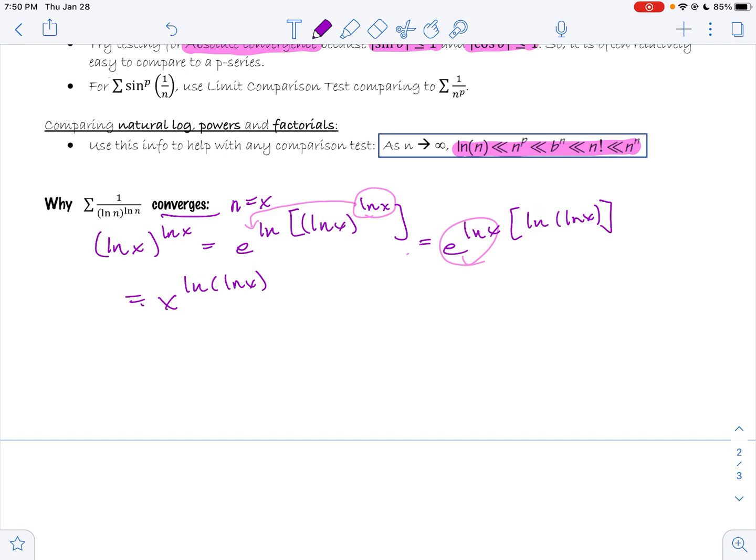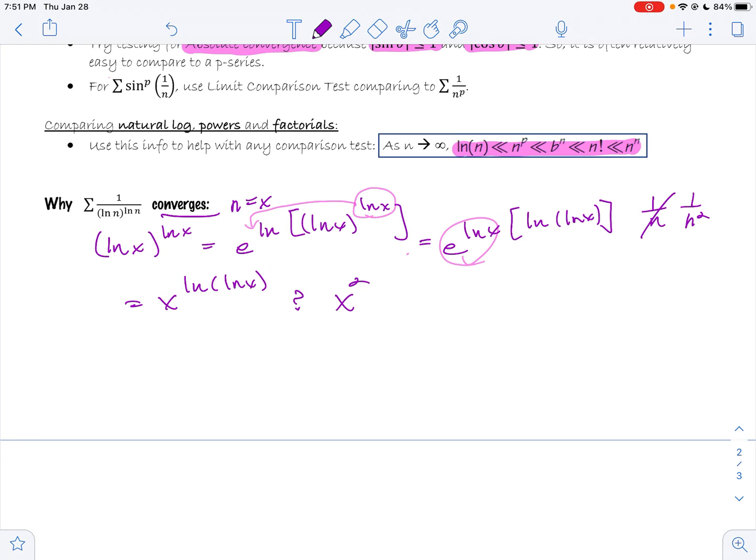And so we have 1 over something. The first thing that we think of is 1 over n. We know that one diverges. 1 over n squared, or 1 over n cubed or whatever. Let's see if there's a relationship between, and of course we're dealing with x's in my example here, x squared and x to the power of natural log of x. So we want to see what kind of relationship exists here.